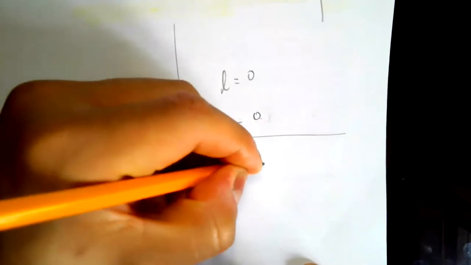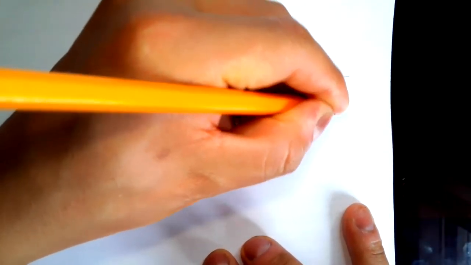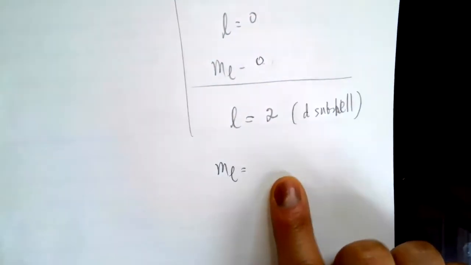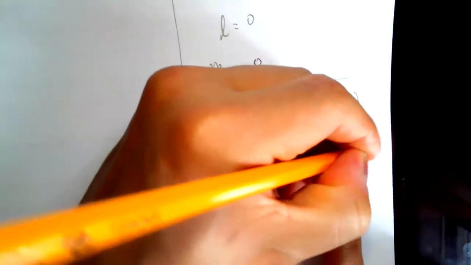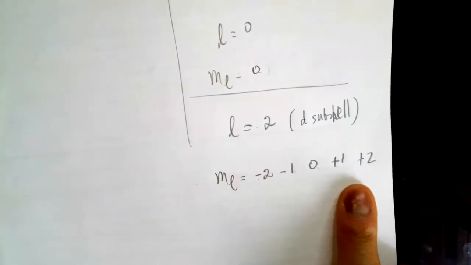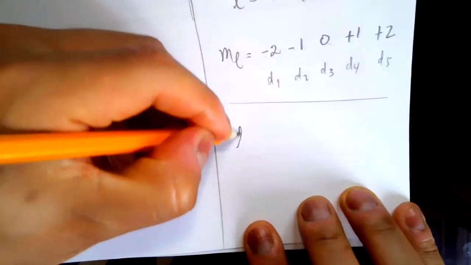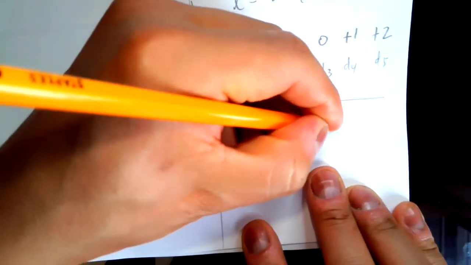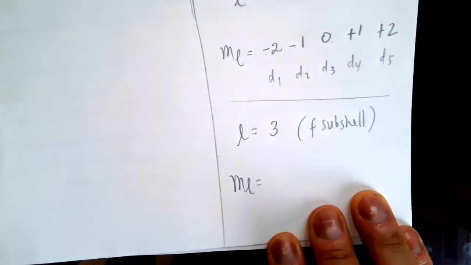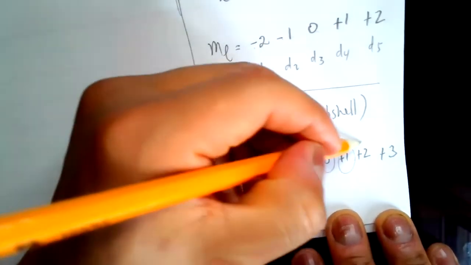What if I have l equal to two, which in this case is d? If you have l equal to two, which is the d subshell, the ml possibilities are what? Minus two all the way to plus two. That means who is here? Minus two, minus one, zero, plus one, and plus two. Five, which is exactly what I was telling you about d. Remember, d can have five orbitals: d1, d2, d3, d4, and d5. What if I have l equal to three, which belongs to the f subshell? That means that ml is going to go from minus three all the way to plus three. So how many? Minus 3, minus 2, minus 1, 0, plus 1, plus 2, and plus 3. How many orbitals? 1, 2, 3, 4, 5, 6, and 7.